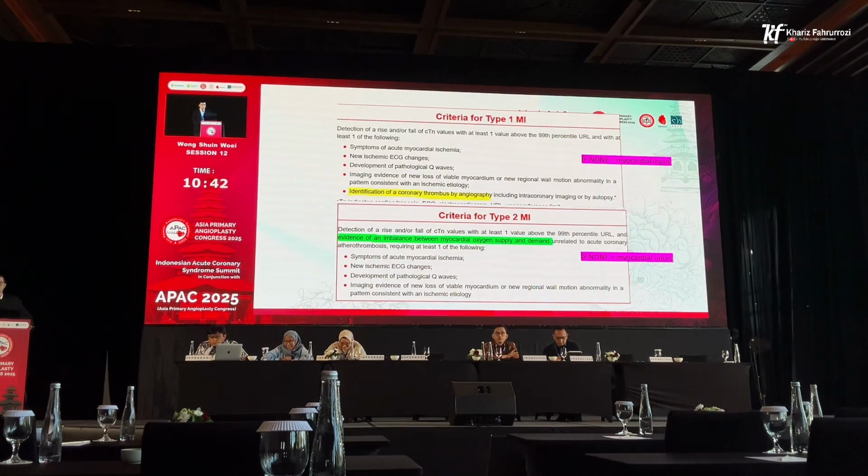But the problem is, for type 1 MI, you really need to demonstrate a coronary thrombus by angiography, or in the worst case scenario, during autopsy. And type 2 MI is something we face a lot in the critical care setting, as you need to demonstrate some form of imbalance between myocardial oxygen supply and demand, unrelated to underlying acute coronary events. If you look properly at the criteria, they share the same setting: symptoms, ischemic ECG changes, development of new Q waves and things like that.